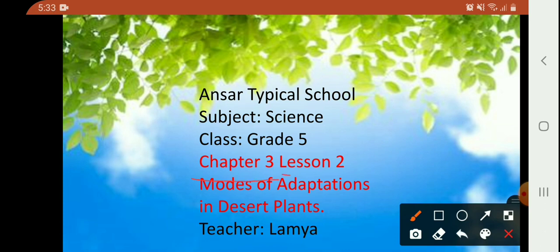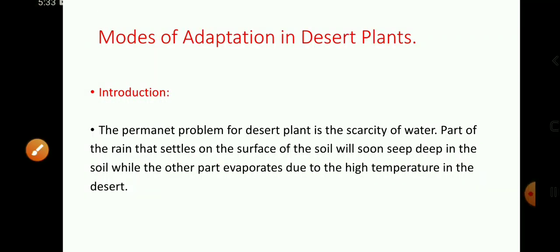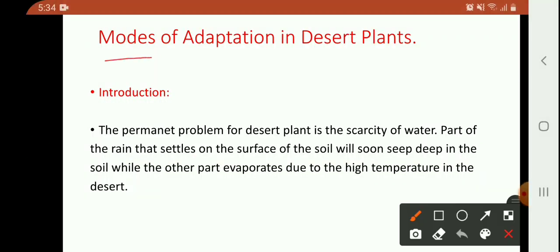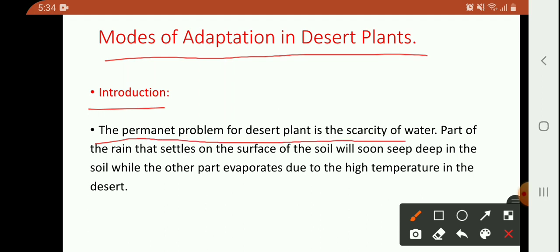Chapter 3, Lesson 2: Modes of Adaptation in Desert Plants, يعني أساليب تكيف البلانتس بالصحراء. Introduction. The permanent problem for desert plants is the scarcity of water, يعني المشكلة الدائمة بالديزرت بلانت هي نقص بالمي.